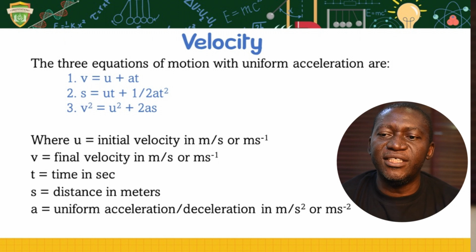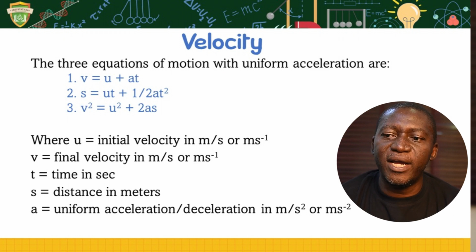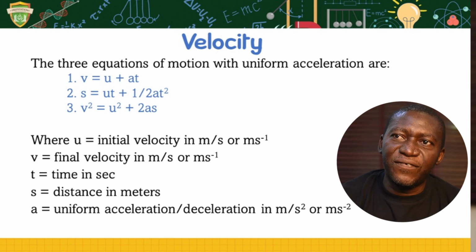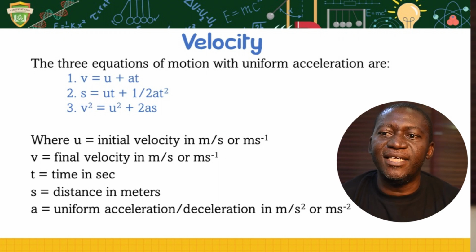The second equation is given as s equals ut plus half at squared, while the third equation is given as v squared equals u squared plus 2as. Now, let us define the terms that are present in these three equations that we have mentioned above.